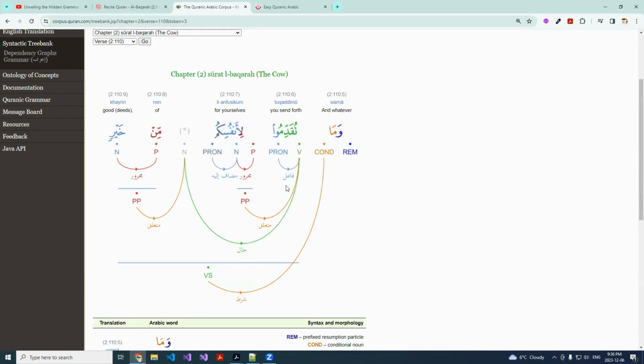Tuqaddimu li anfusikum. This tuqaddimu is the verb and there is a fa'il. And this is a harf jar. And li anfusikum is mudaf mudafun ilayh. Yourself. Is yourself mudaf mudafun ilayh? Yeah. Right. So in a verbal sentence, isn't the jar majroor the mutalik? Yes. Right? And then there is another mutalik. Min khairin. Is min harf jar? Yeah. And khairin is a noun and is in the status of jar.